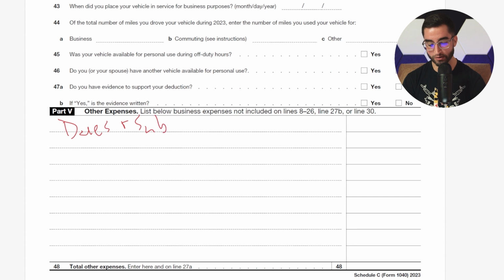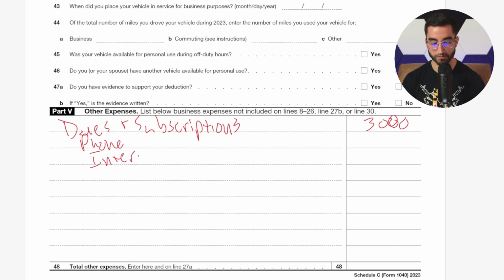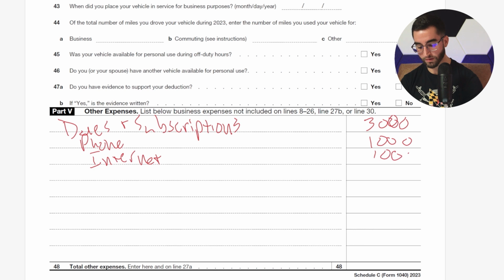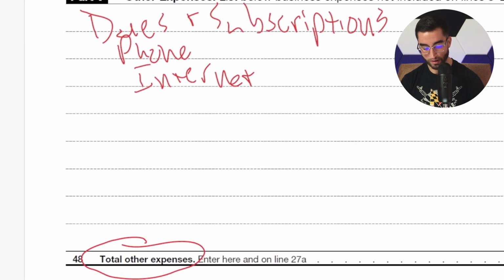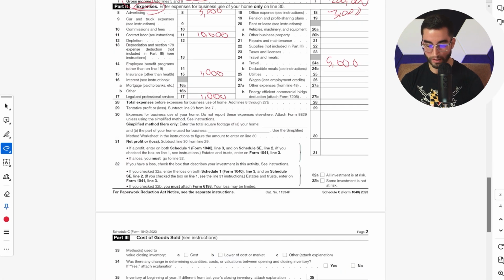This is where we can put in those categories for expenses that aren't in those predetermined, about 30 categories given to us. The IRS knows there are going to be those other expenses, so they provide lines for us to fill those in down here. If we need more space, we can add a statement to the return. So we got phone, so we got internet. Let's say this is another 1,000. This is 1,000. All right, so then our total other expenses is going to be $5,000.